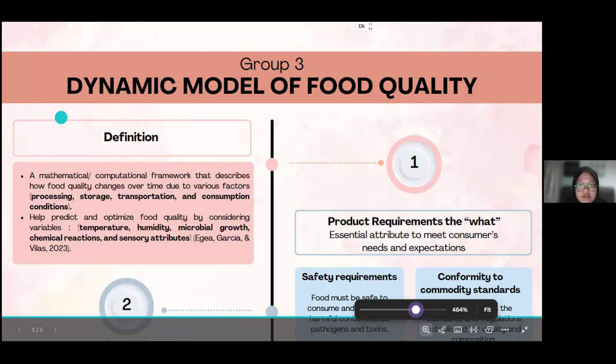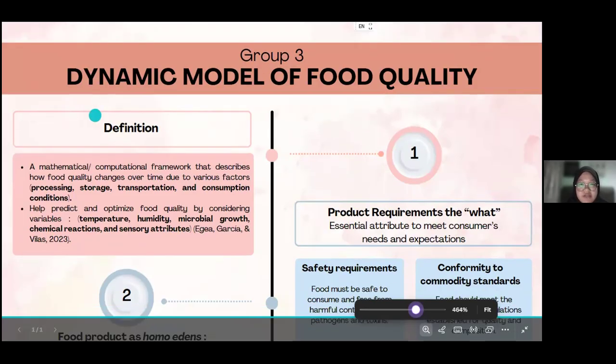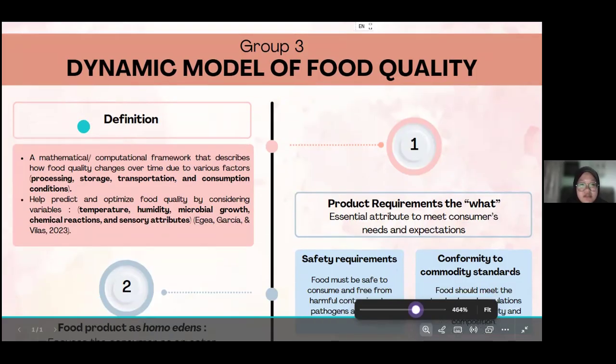So before we go into further details, I would like to share the definition of the dynamic model of food quality. So, dynamic model of food quality is actually a mathematical or computational framework that describes how food quality changes over time due to various factors such as processing, storage, transportation, and as well as consumption conditions. And it also helps to predict and optimize food quality by considering variables such as temperature, humidity, microbial growth, chemical reactions, and sensory attributes.